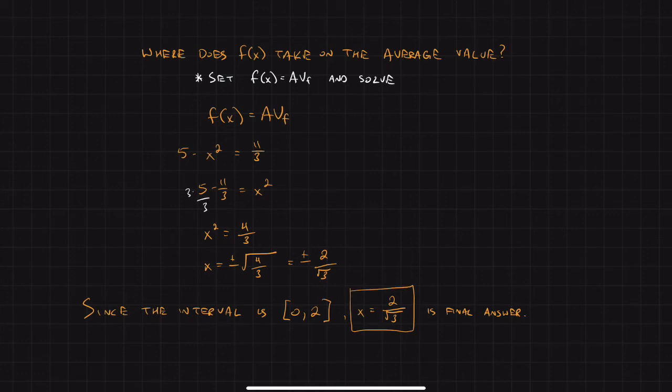So x is equal to 2 divided by root 3 is our final answer.